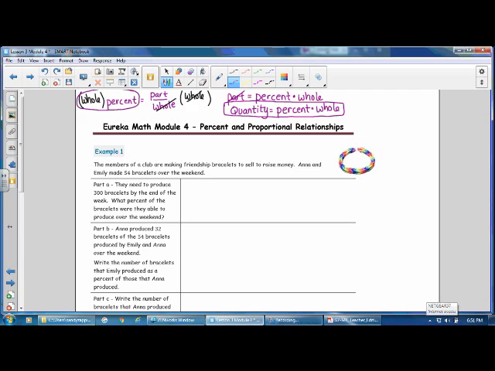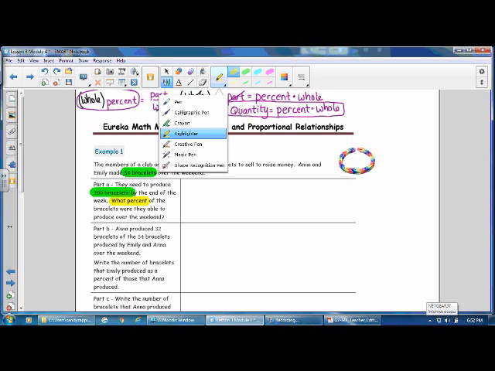In example 1, the members of a club are making friendship bracelets to sell to raise money. Anna and Emily made 54 bracelets over the weekend. They need to produce 300 bracelets by the end of the week. So here's what we know so far. Emily and Anna made 54 bracelets over the weekend. They need to produce 300 bracelets by the end of the week. What percent of the bracelets were they able to produce over the weekend?